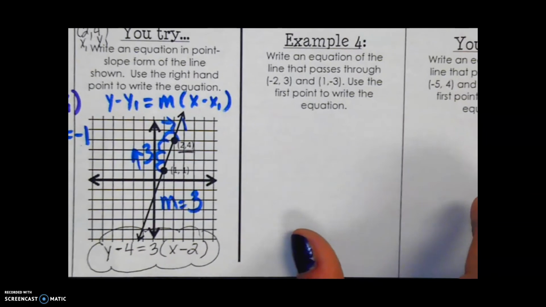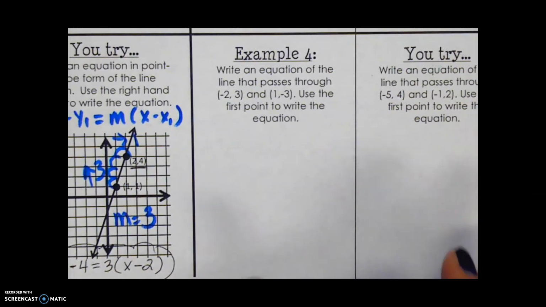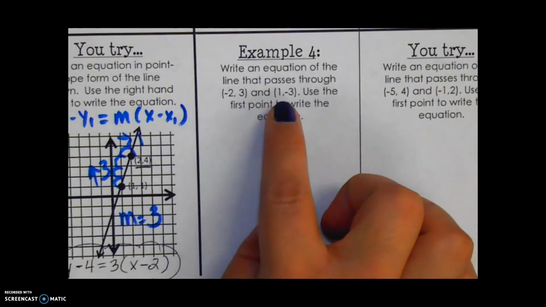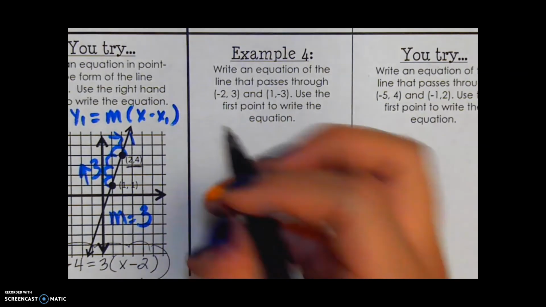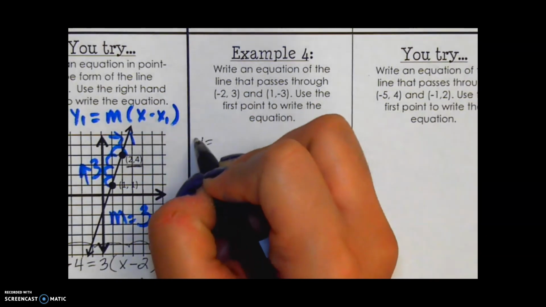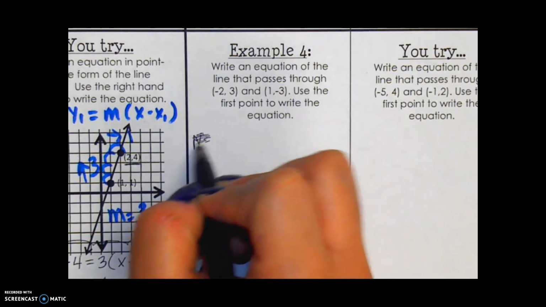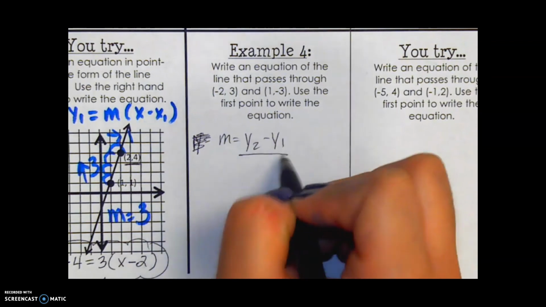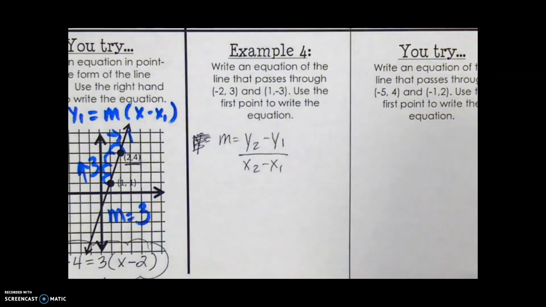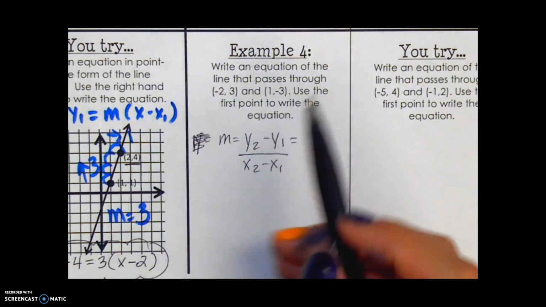Now our next example, it doesn't give us a graph, it just gives us 2 points, but that's okay because we need to use those 2 points to find the slope, right? So it's point slope formula. We have 2 points, doesn't matter which one we use, and we just need to find the slope now. So remember, we did that by doing y2 minus y1 over x2 minus x1. So you just have to do a little subtraction.